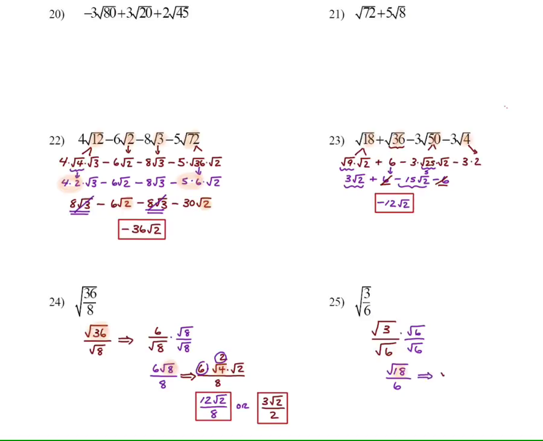And then I'm going to break root 18 into the square root of 9 times the square root of 2. And then I can call that 3 root 2 over 6. And if you want to leave that, that's fine. Or the other answer could be, if you divide the top and bottom both by 3, root 2 over 2. So both of those are acceptable for number 25.